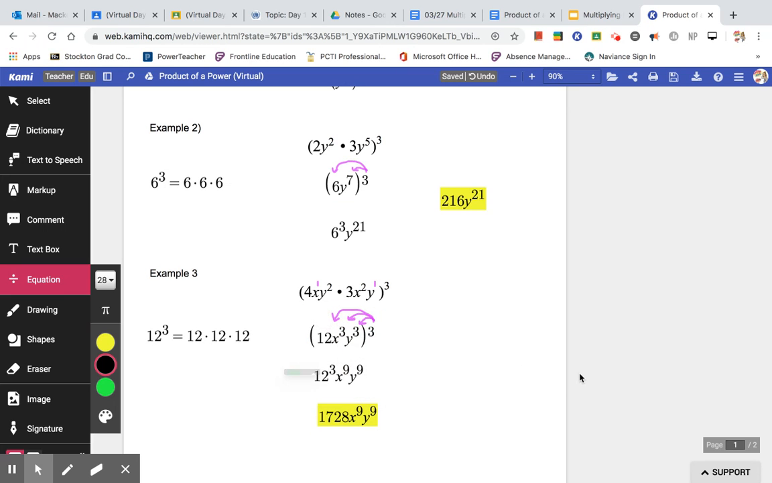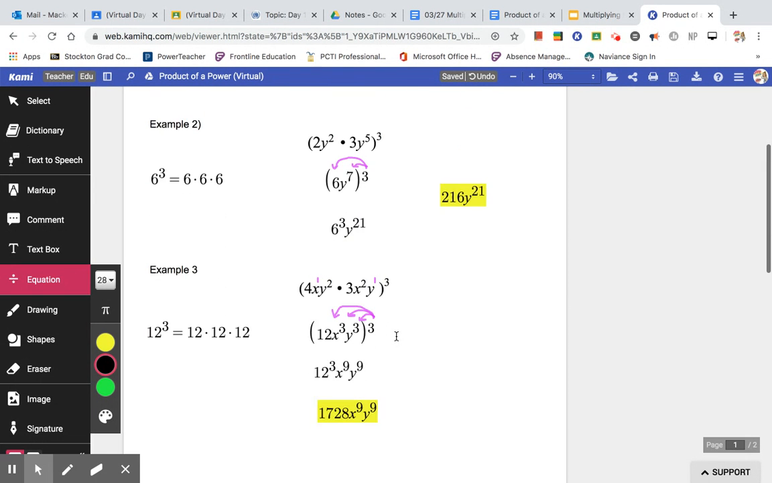So again, there are quite a few steps here, but think of it this way: the first thing that you're doing is the product rule on the inside. Once you simplify the inside of the parentheses, you can do the power to power with the exponent on the outside.